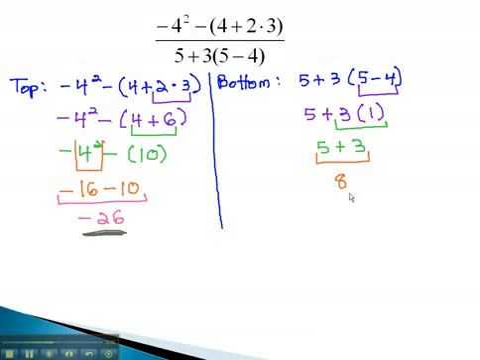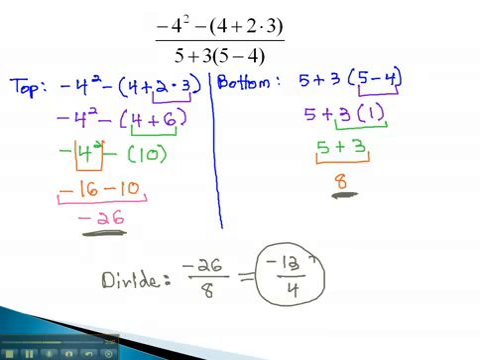Now that the top and bottom have been simplified, we're ready to divide those results. The top, or numerator, is negative 26. The bottom, or denominator, is 8. We can reduce this fraction by dividing by 2, giving us negative 13 fourths. And that completes this problem.